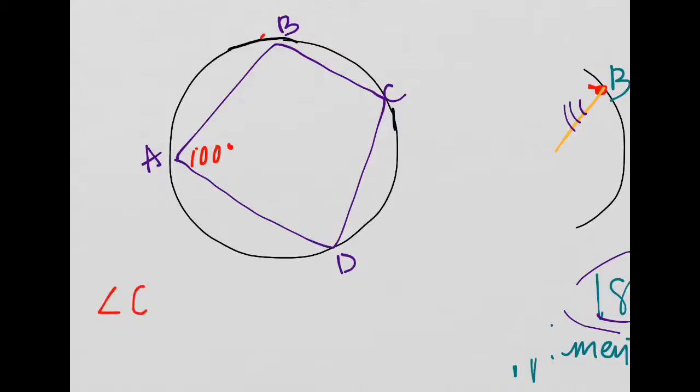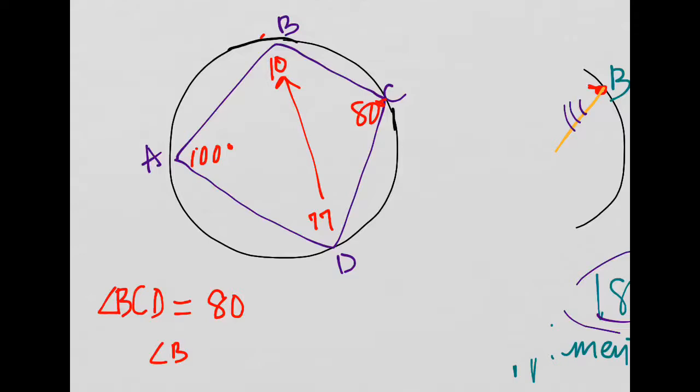Angle C, or angle BCD, however you want to write it, is going to be equal to 80, right? These opposite angles are going to be supplementary. They have to add up to 180. Okay? What if I told you D was 77? Well, what is the opposite angle? Angle B, then, would have to be 103. All right, make sense?